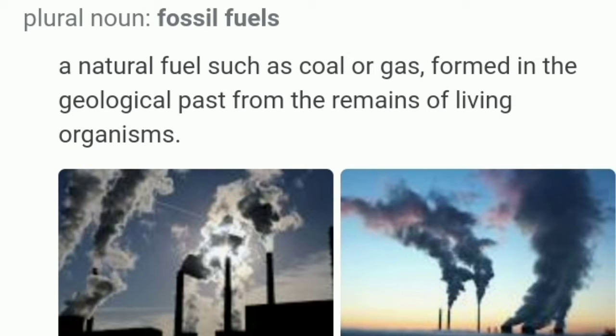Now let us see the uses of coal as a fuel. Coal we can use for cooking, producing electricity, to run steam engines, and in the steel industry.